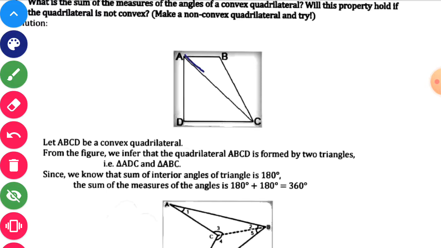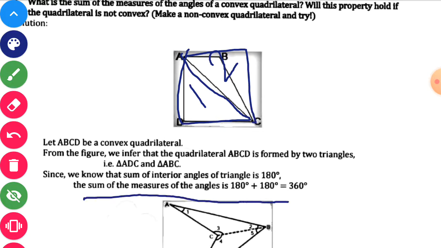So if you will draw one of the diagonal, you can see this is the first triangle and here it is the second triangle. Two triangles are formed. And we have seen the angle sum property of triangle. What is the angle sum property? That the sum of interior angles of triangle is 180 degree. So sum of measure of the angle is 180 plus 180. Two triangles are there. If you will add the 180 plus 180, you will get 360.